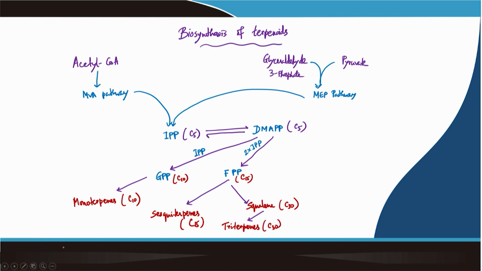Now, DMAPP with 3 molecules of IPP can form GGPP, geranylgeranyl pyrophosphate, which can contribute towards the formation of diterpenes. It is a C20 compound. GGPP is also C20.